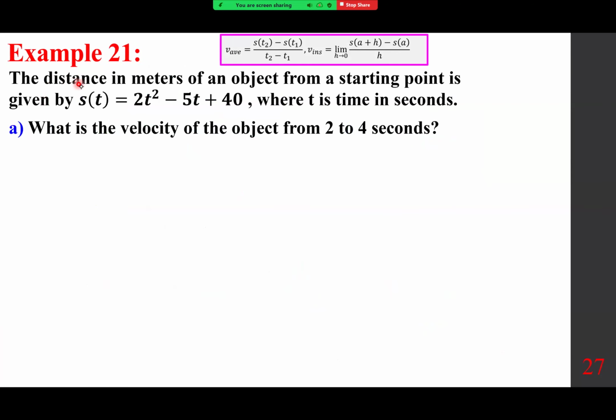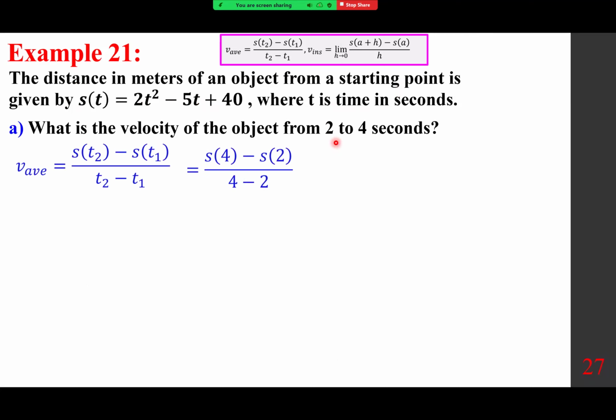The distance in meters of an object from a starting point is given by s of t equals 2t squared minus 5t plus 4, where t is time in seconds. What is the velocity of the object from 2 to 4 seconds? This is the average velocity. This is elementary algebra. So s of 4 minus s of 2 over 4 minus 2, which means you plug in 4, you plug in 2, you do the math.